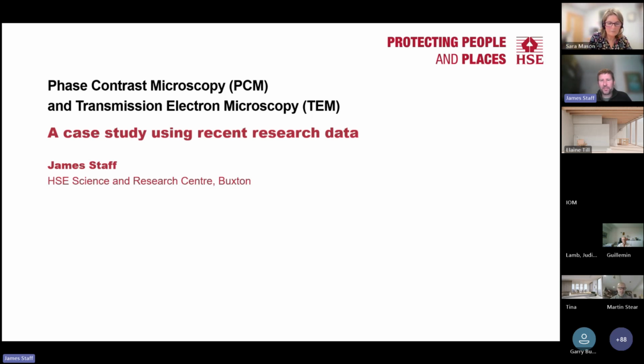Right. Hi everybody. I'm James Staff from HSE's Science and Research Centre in Buxton. I'll just start off by saying, lots of you will have already seen these results presented at the FAM Asbestos Conference in May. There's no new results to add to it here, but I'll go through it again for anybody who missed it first time round. And for the rest of you, hopefully this will freshen it a little bit in your minds.